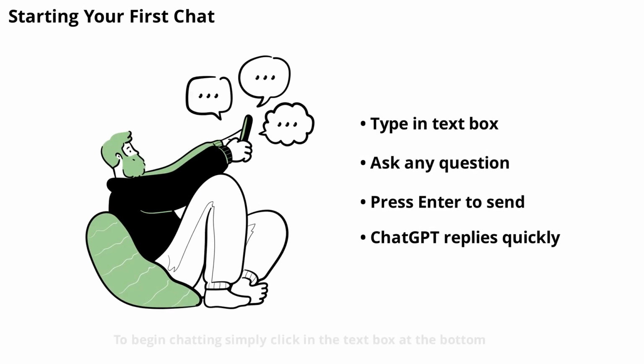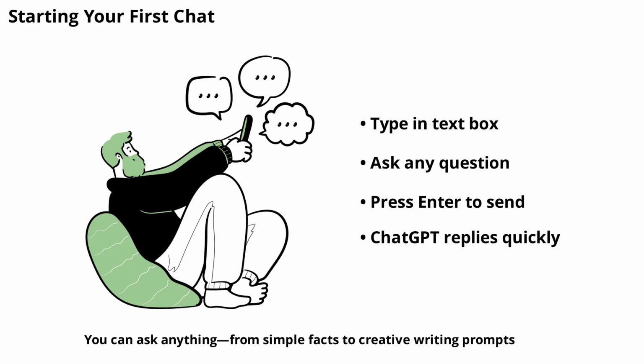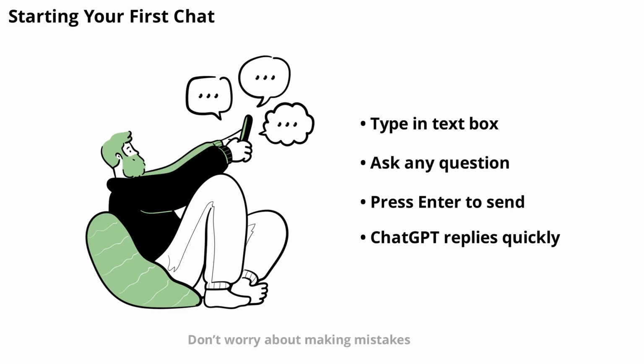To begin chatting, simply click in the text box at the bottom of the screen and type your question or message. You can ask anything from simple facts to creative writing prompts. When you're ready, press enter or click the send button. ChatGPT will process your input and reply in just a few seconds. Don't worry about making mistakes. You can always rephrase or ask follow-up questions.